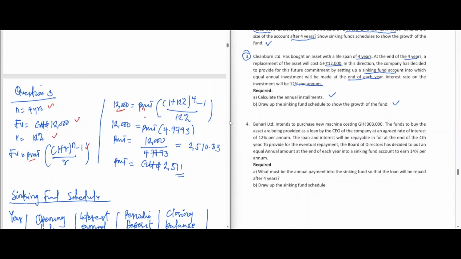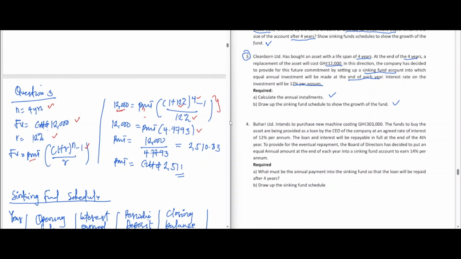We don't know our PMT, which is the annual installment, but we know our interest rate to be 12% per annum for 4 years, minus 1, all over the same 12%. Our 12,000 is equal to PMT times that. So when we use our calculator to calculate (1 plus 12%) to the power 4 minus 1, all over 12%, we get 4.7793. So we have 12,000 is equal to PMT times 4.7793.